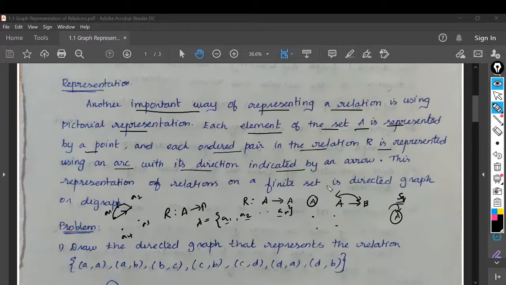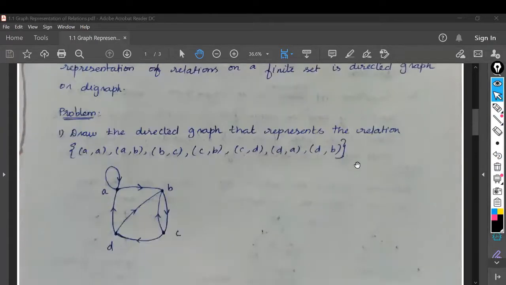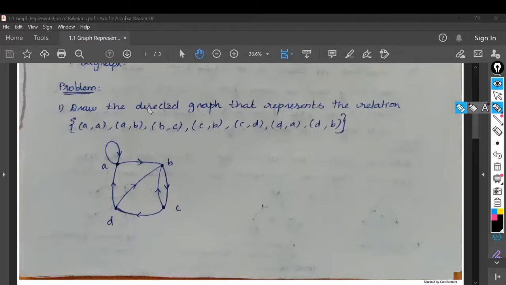Now we shall get into the problem-solving approach. See here, what they have asked: draw the directed graph that represents the relation. You are given a relation. So first we have to mark the vertices, right? See, A, B, C, D are there, and apart from D we don't have any other elements. So it means that we shall take 4 vertices. Let this be A, let this be B, let this be C, and let this be D. Anyway, you can order your vertices. The graph is what is important, right?